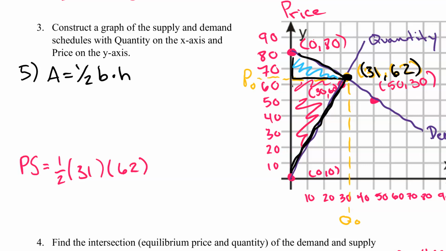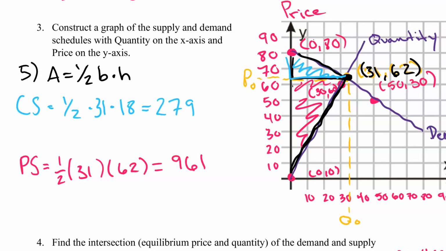Now let's look at the consumer surplus, and then I'll calculate both of those. Consumer surplus, well, how tall is that? It goes from 62 up to 80, so that would be 18 for our height. And then our base is still going to be 31. Do that, and you're going to get 279 and 961.